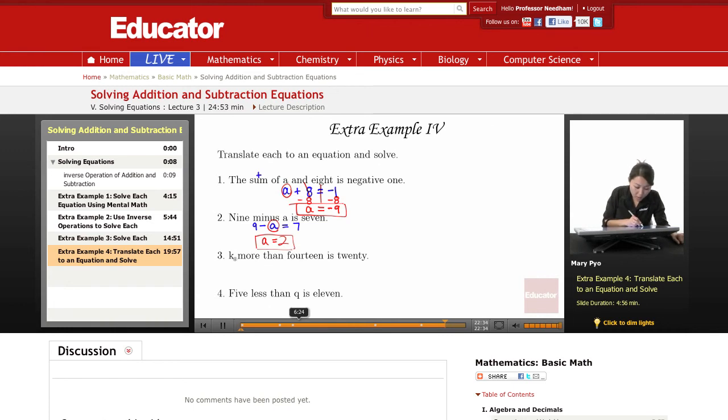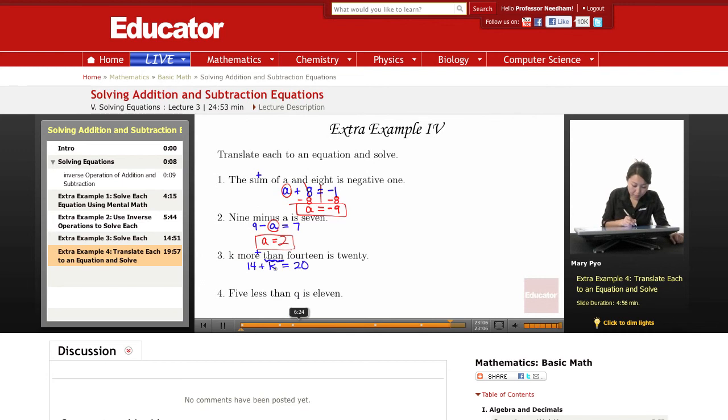Next one, k more than 14 is 20. We know more than is plus, right? This is plus. But then I see this word here. Okay, so remember, whenever you see that word, you have to switch them. You have to write it in the opposite order. So instead of k plus 14, you're going to say 14 plus k is 20.